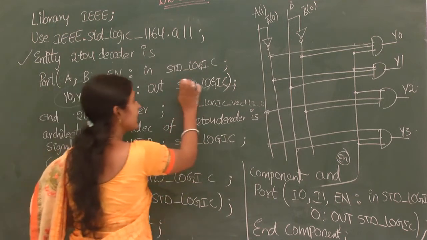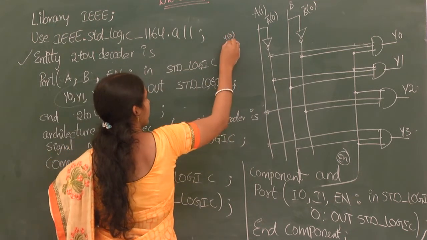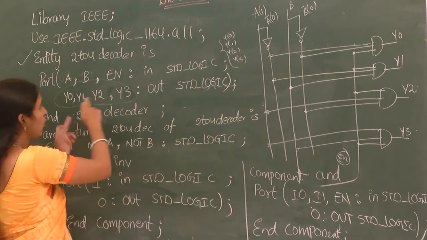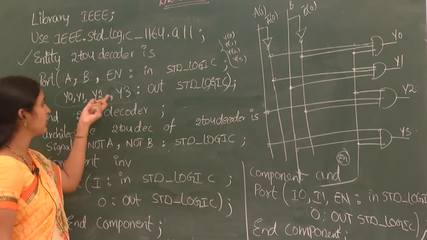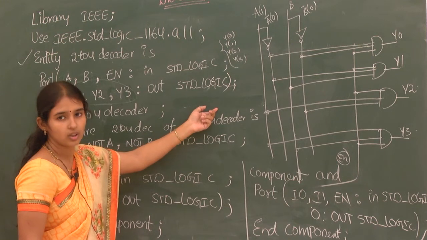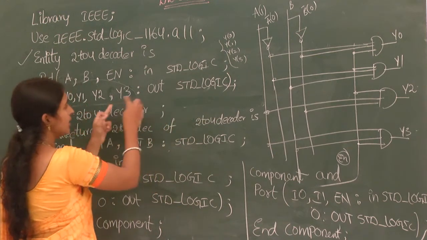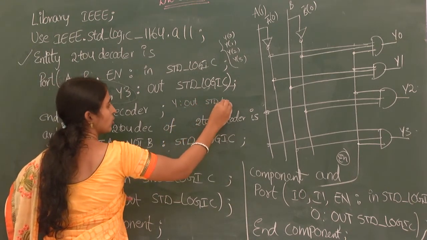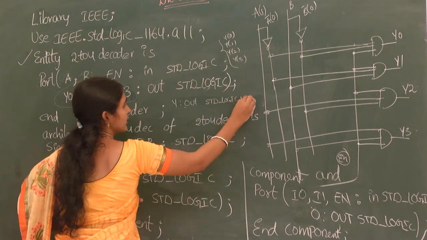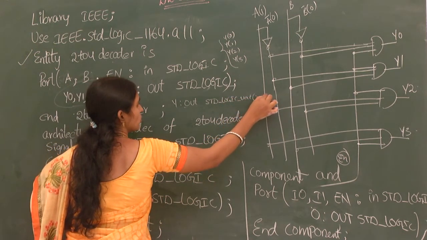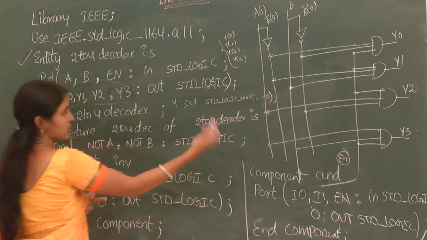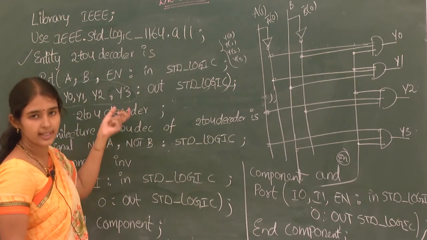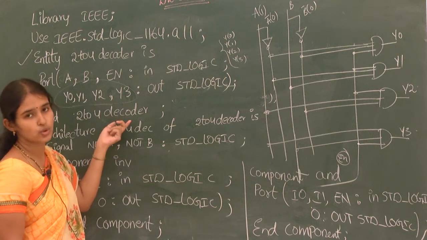That itself assigns y of 0, y of 1, y of 2 and y of 3. Either you can specify in that way, or you can specify here y0, y1, y2, y3 are the 4 outputs. In another way, you can specify y as your output, std_logic_vector like 3 down to 0. Coming here, your entity declaration is finished, so you will be writing your 2 to 4 decoder.